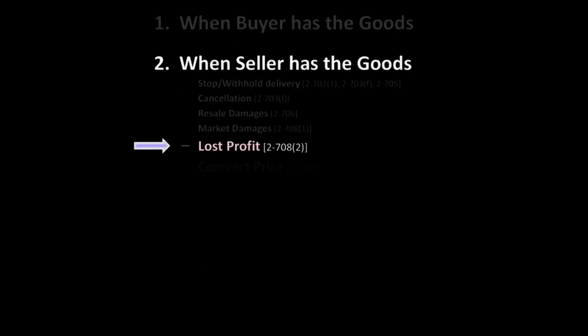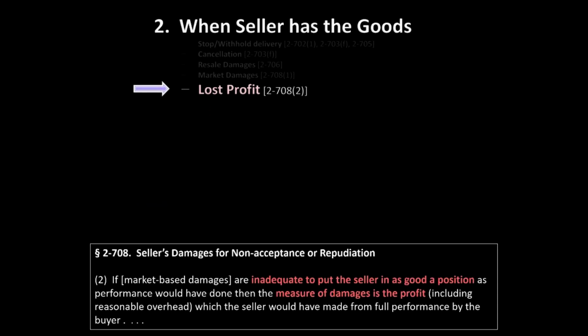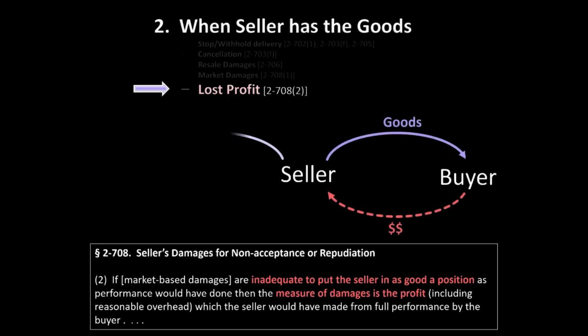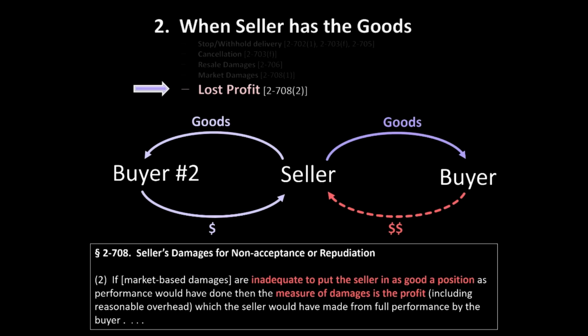Subsection 2 says that if the market-based damages available to the seller are inadequate to put the seller in as good a position as she would have been if there had been full performance by the buyer who breached, then the correct measure of the seller's damages is the profit which the seller would have made from the buyer's full performance of the party's contract. So essentially, subsection 2 says that the seller is entitled to damages equal to its lost profits, but only where the usual market-based damages would be inadequate to fully protect the expectation interest of the seller.